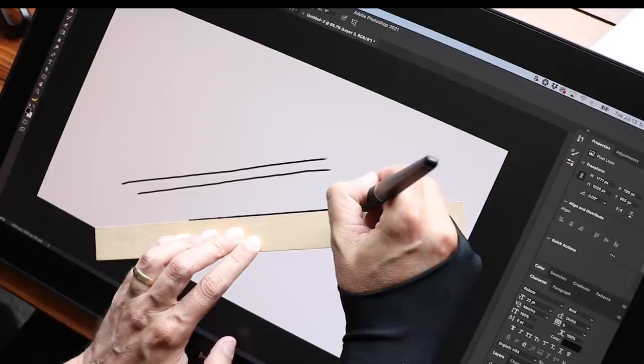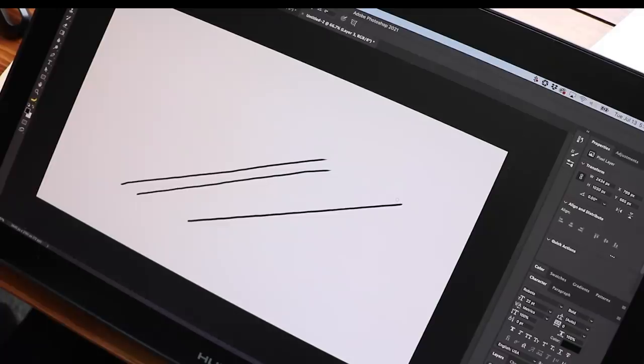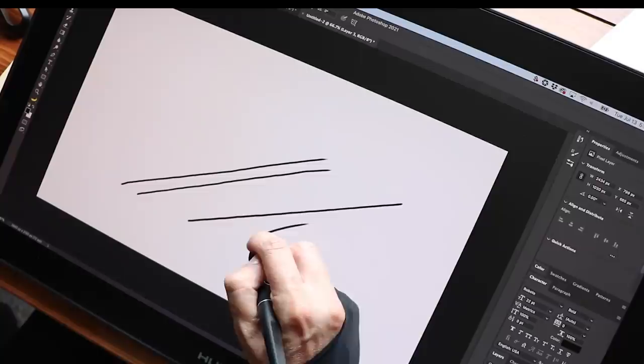And maybe just a tiny bit, but overall, I think this is really good. This is on par with pretty much everything Huion has done over the last, let's say, year or two. Their pens have, you know, gotten better and better, and I think this is another example of that.